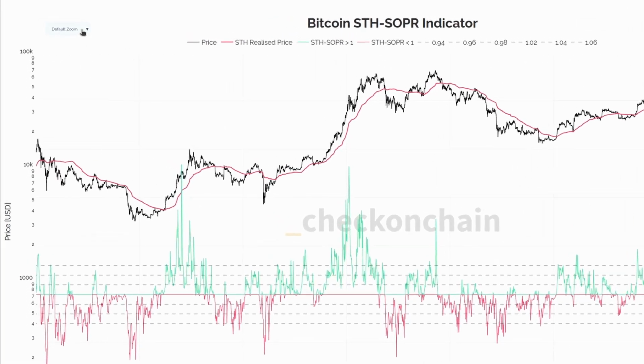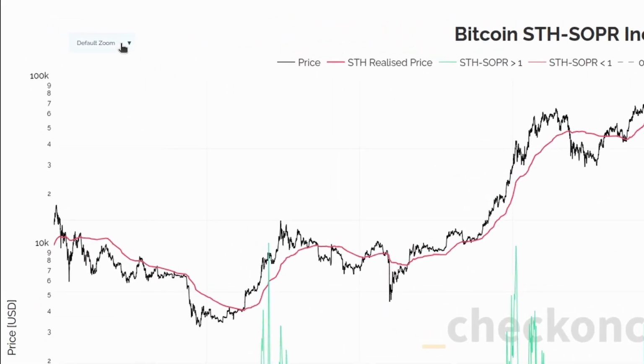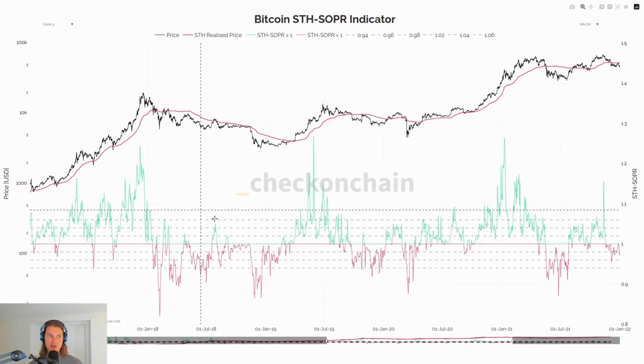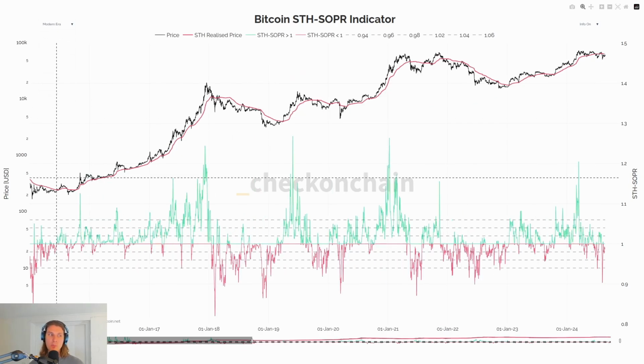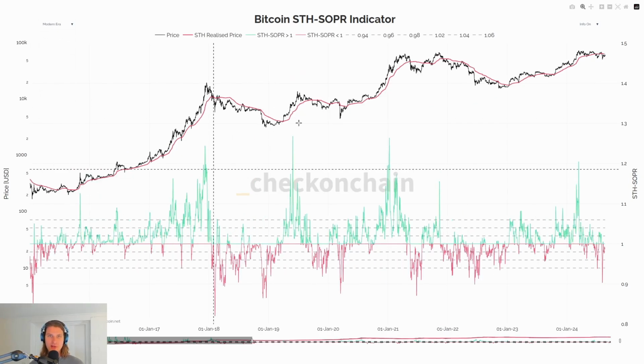Now, what we also have in the top left here is actually a really important and powerful tool, which is a series of zoom settings. So we can look at things in terms of what was going on in cycle 3. We can look at what was going on in cycle 4. I will use cycle 4 quite often, which is the tail end of 2018 all the way through to our current era. I will also use what I call modern era, which is basically from 2015 onwards.